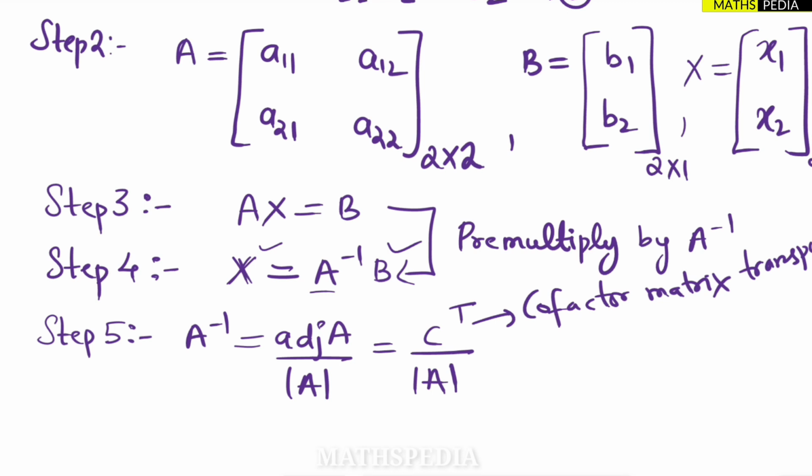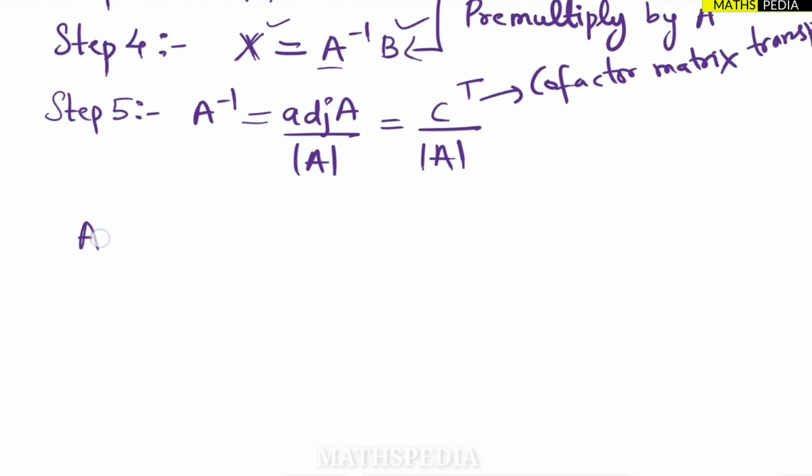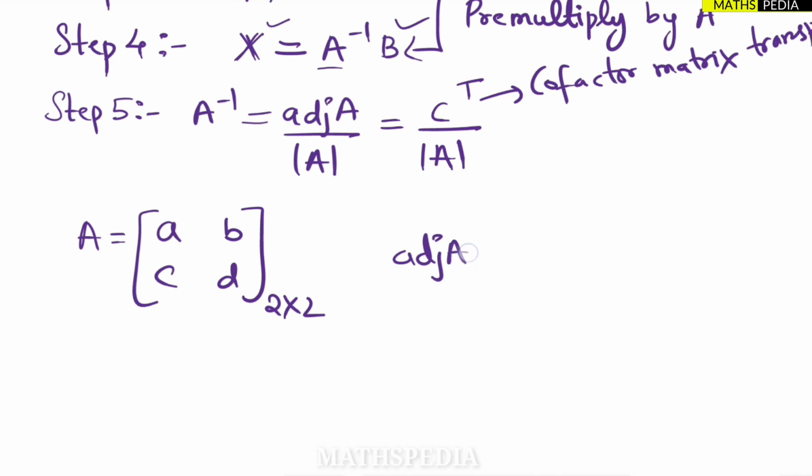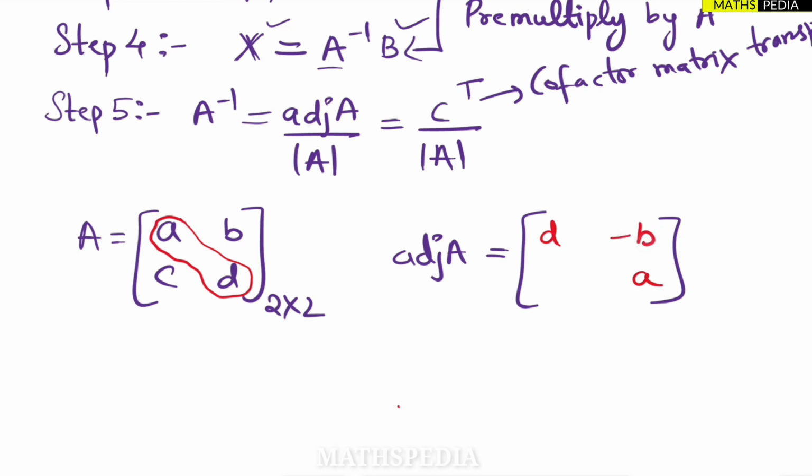For adjoint A, the different trick is this: whenever they give you a 2 cross 2 matrix A, B, C, D, and you have to find adjoint A, the simple trick is the diagonal elements. You have to interchange these two diagonal elements, which gives D and A, and for the non-diagonal elements we have to change the sign, which gives minus B and minus C. No need to interchange, just change the sign. So this is how we have to find it for 2 cross 2. I am talking about 2 cross 2.